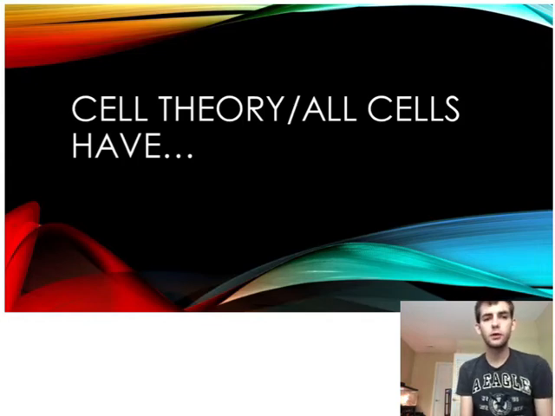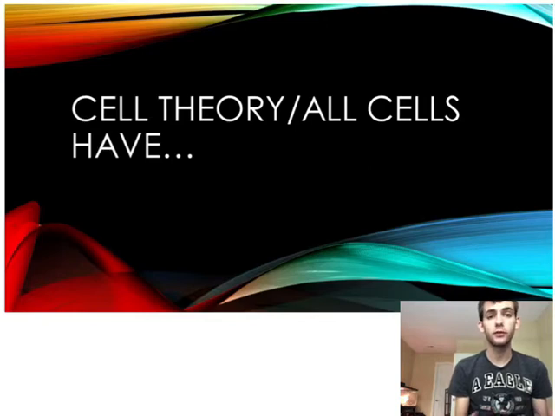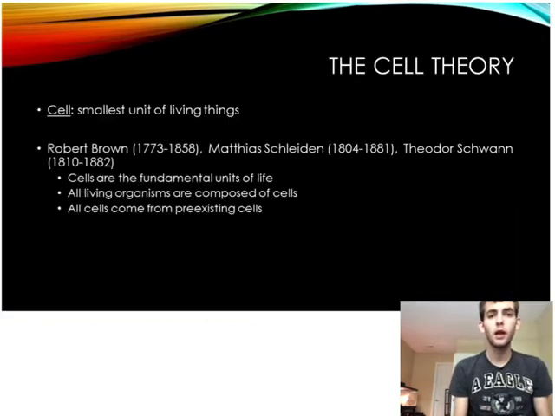Hey guys, so today we're going to talk about the cell theory and some of the characteristics that all different cell types have. The first thing that we need to talk about is what is a cell? Well, a cell is the smallest unit of all living things, meaning that anything below a cell is not technically considered living, so things like atoms, molecules, or even organelles.